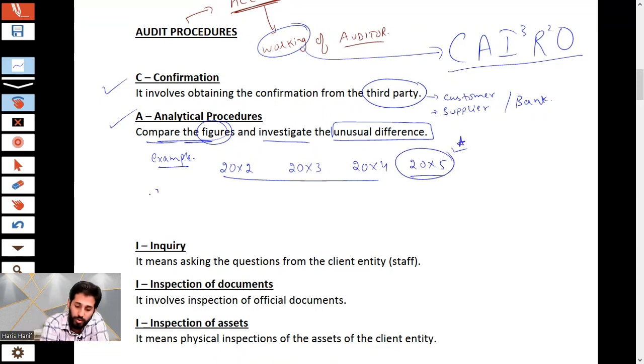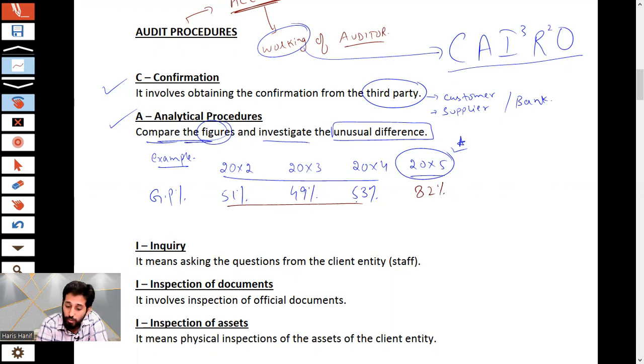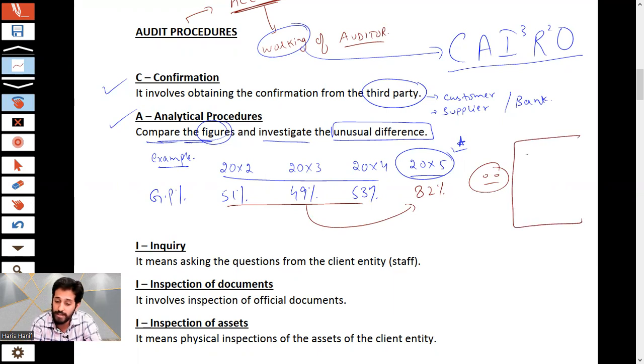All right? So there is gross profit margin. Let's say it was 51%, then fell to 49%, then 53%. Then in this year, it is, let's say, 82%. By considering this, you will be shocked. What is this? How is it possible? So this is an unusual difference to be investigated. And you should cast doubt that either sales may be overstated or COGS may be understated. It quite may be possible that sales may be overstated, COGS may be understated. So this casts doubt. So you will be coming to me, Mr. Haris Hanif, what is this? Your COGS is not in line with your past trend. Please explain this. So I will have to explain to you. This is known as analytical procedure.